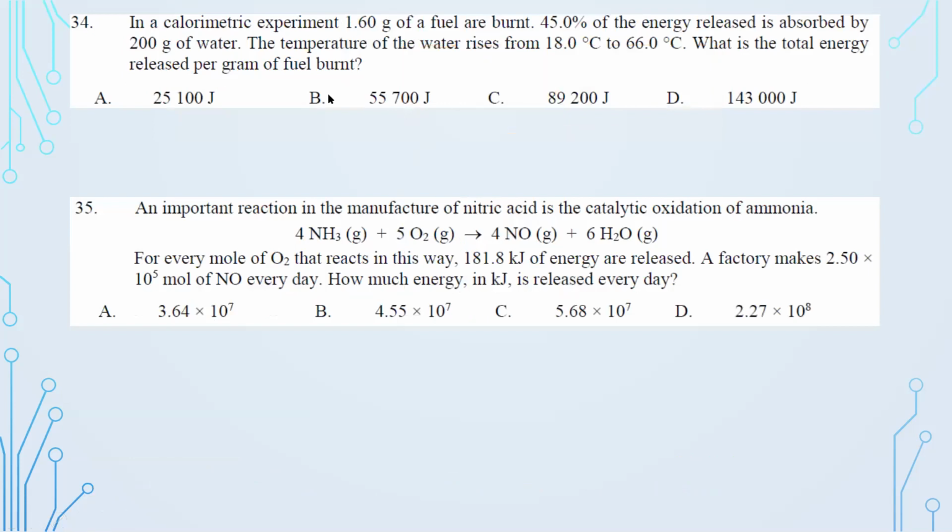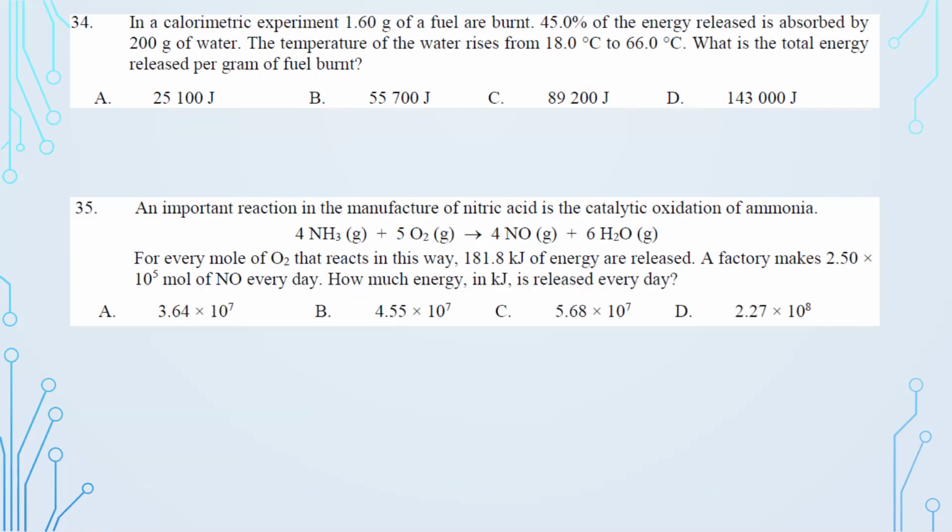In a calorimeter experiment, 1.6 gram of fuel is burned. Only 45% of the energy released is absorbed by 200 gram of water. The temperature rises from 18.0 to 66.0 degrees Celsius. What is the total energy released per gram?